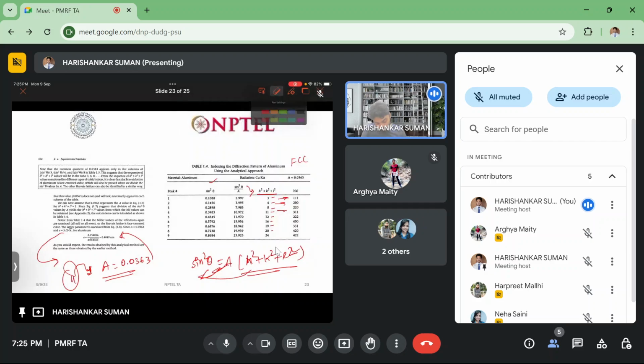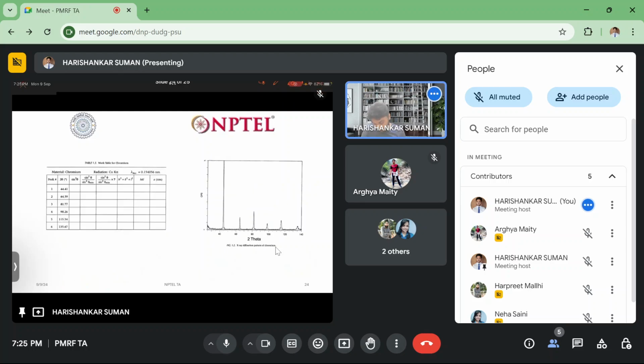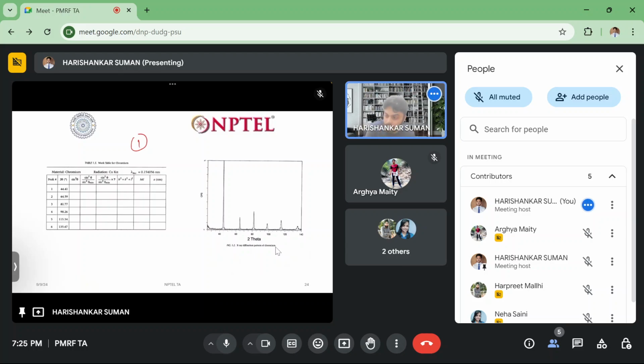You can determine the crystal structure if the 2 theta values are given. So let's calculate: these 2 theta values are given, then calculate sin square.